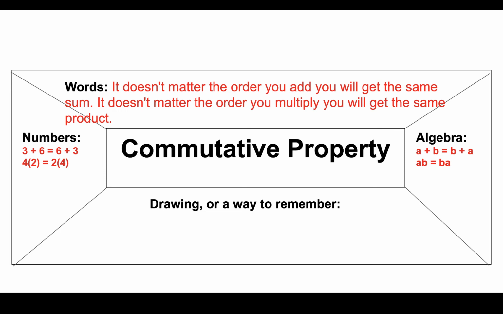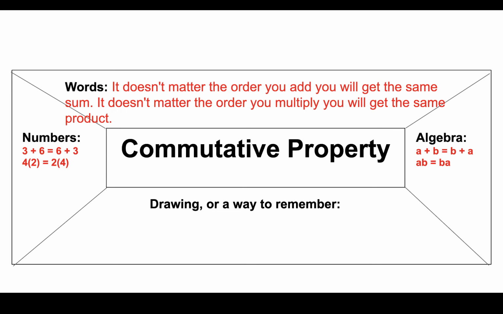An example with numbers using addition, 3 plus 6, that's the same as 6 plus 3. Notice 3 and 6 just change spots, but the sum is 9. Looking at multiplication, 4 times 2, that's going to give you the same product as 2 times 4. Notice those factors have changed spots in the expression, but the product is the same.